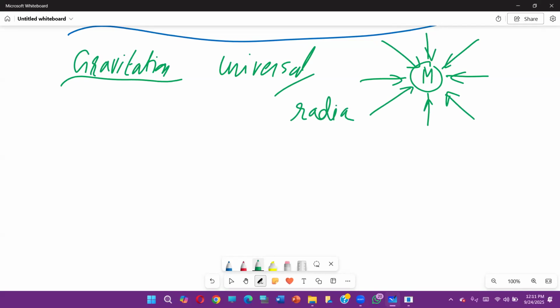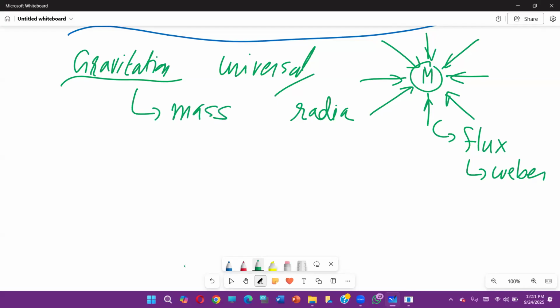And the field lines, these field lines are called flux. And what's the unit of flux? Weber. So now I'm starting with his concept. Gravity is a phenomenon of attraction, and gravitation is actually due to what? Mass. My second concept, revision concept.